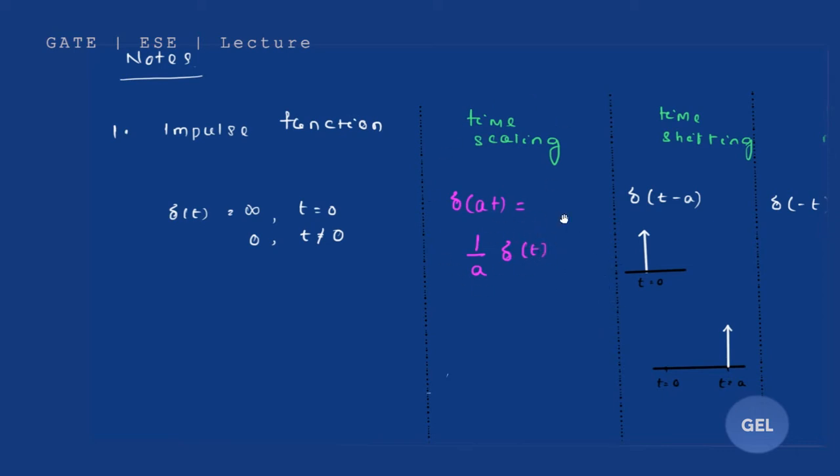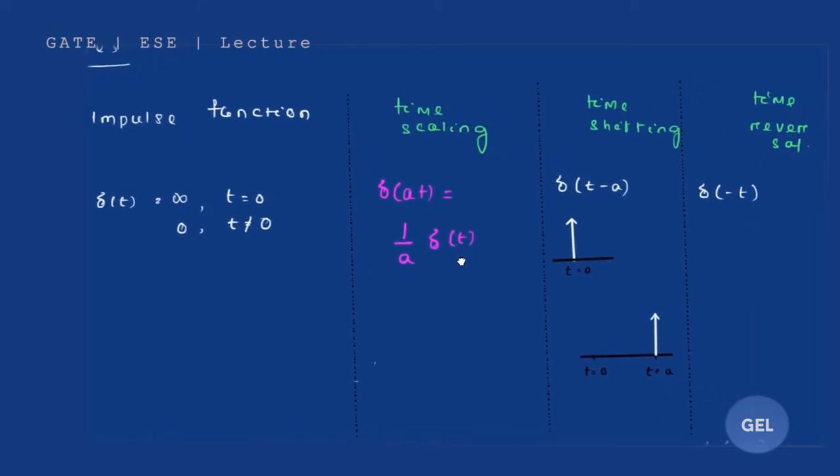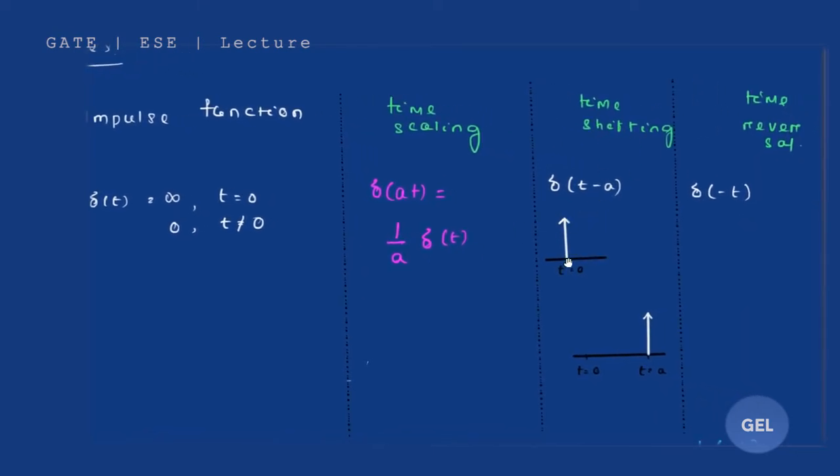Clear this point. This is how time scaling is handled by the impulse function. So delta of at is nothing but 1 by a delta of t. Time shifting is, see, at t equals to 0 you are getting delta of t. This was your delta of t. Delta of t minus a means it shifted to a. This impulse signal is shifted to a.